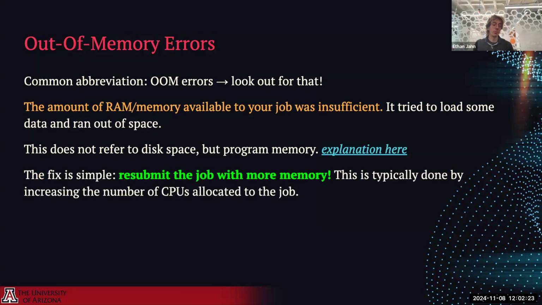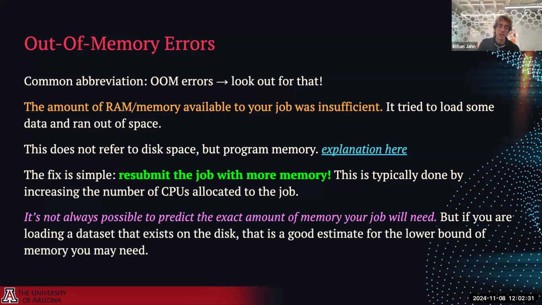The fix is pretty simple. Just resubmit the job with more memory. This is typically done by increasing the number of CPUs allocated to the job. It is not always possible to predict the exact amount of memory your job will need. There's not some equation that we can write down that will tell you, oh, my job needs 7.3 gigabytes of memory, right? But if you're loading a data set that exists on the disk, then you can use that as a good lower bound for the amount of memory that you might need.